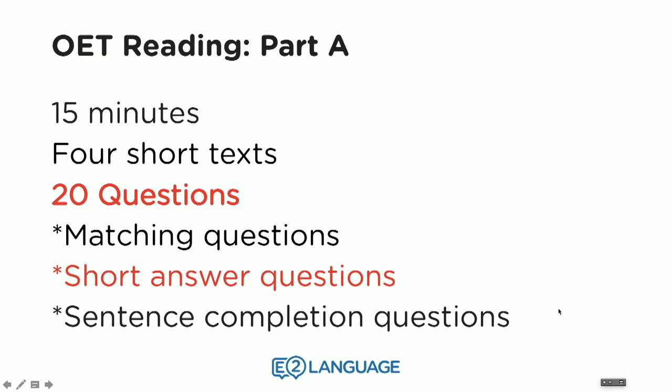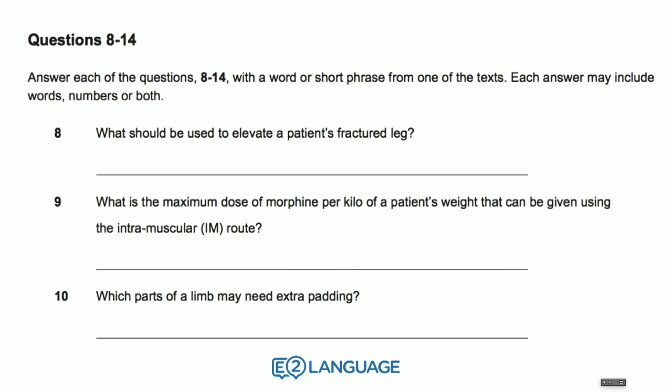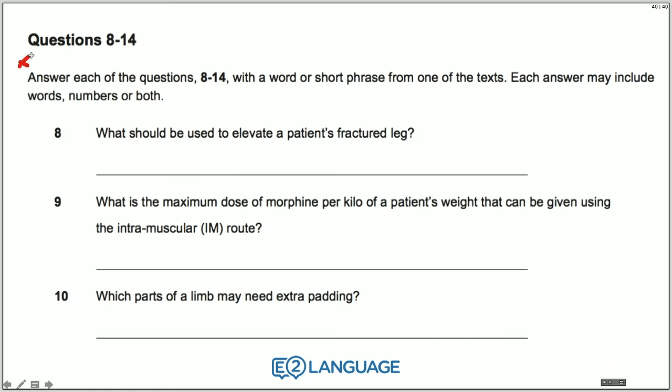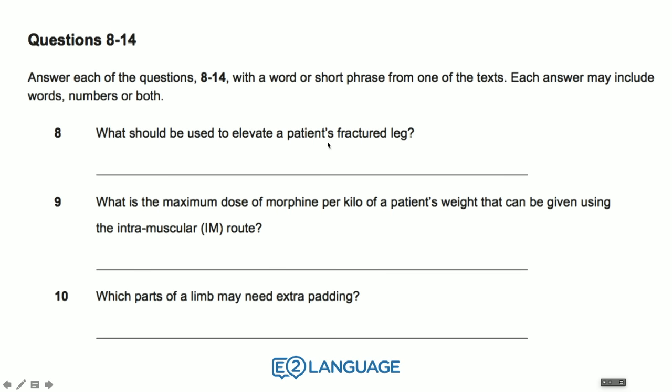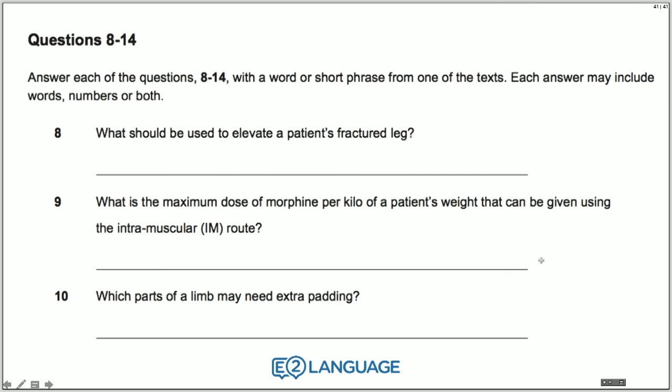Let's look at the short answer questions. So let's look at number 8. Actually, let's go back. Let's read the instruction. It says, answer each of the questions with one word, or a short phrase. It might be, say, 2 to 5 words, from one of the texts. Each answer may include words, numbers, or both. Okay, so what should be used to elevate a patient's fractured leg? Let's look at this very closely because there are some hints in the question that can help us. This one particularly, what?